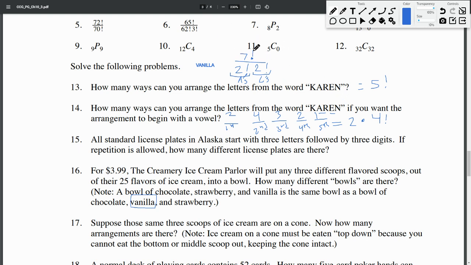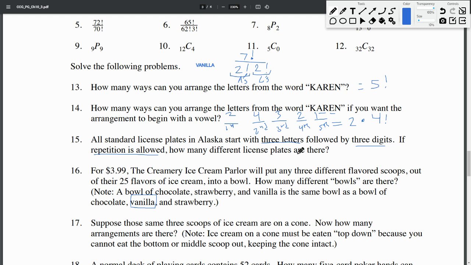You have the total amount of letters up on top, and then you're taking away the potential amount of repeats that there are on the bottom. Okay? All right. 15 here. This is the last one we'll talk about. All standard license plates in Alaska start with 3 letters followed by 3 digits. If repetition is allowed, how many different license plates are there?